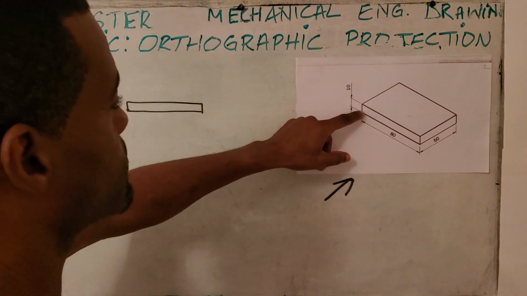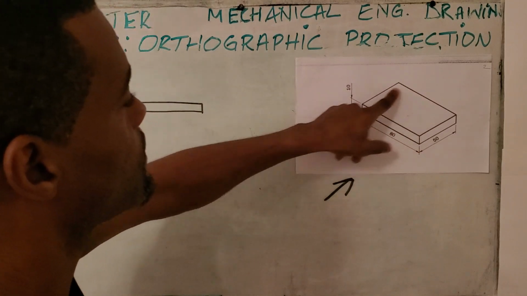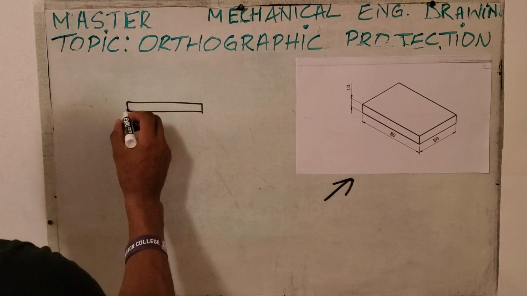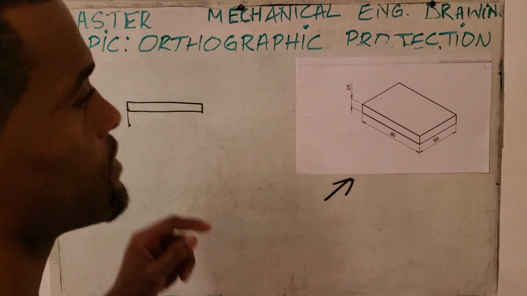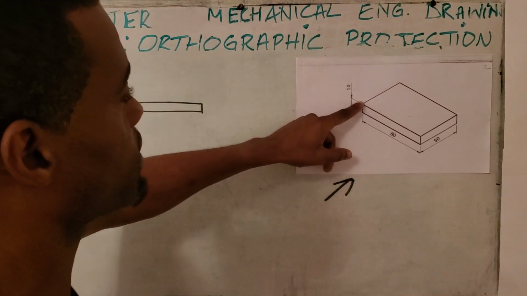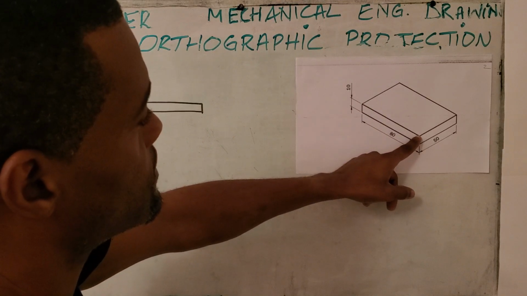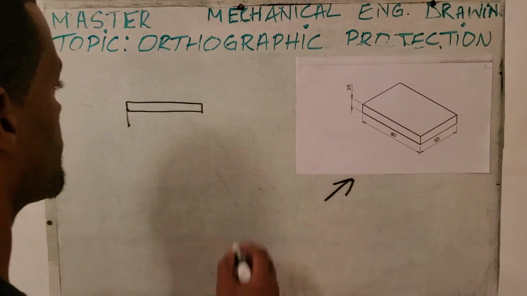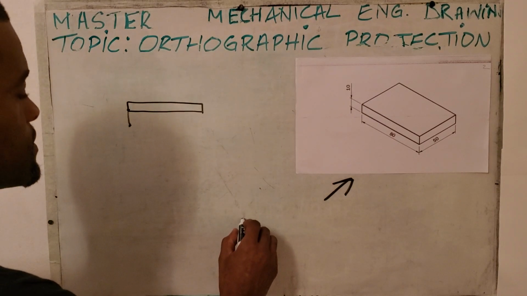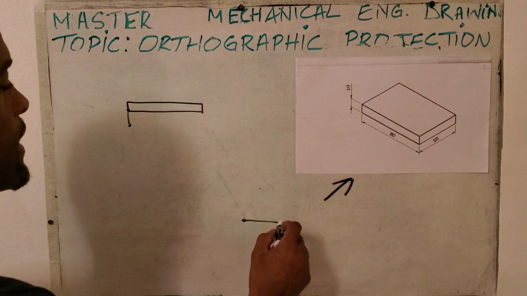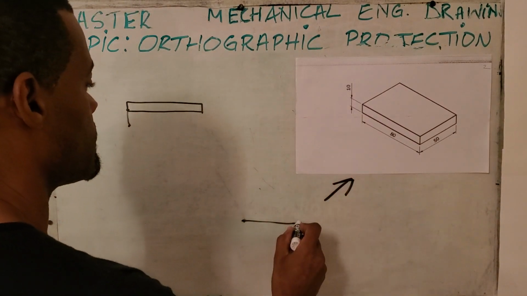Next step is to draw the plan. The plan is this section right here. And I will draw a line here from here, down 20. Then I'll draw a rectangle, 80 by 50. It's a rectangle. Left click at the start point, then 80, comma 50.